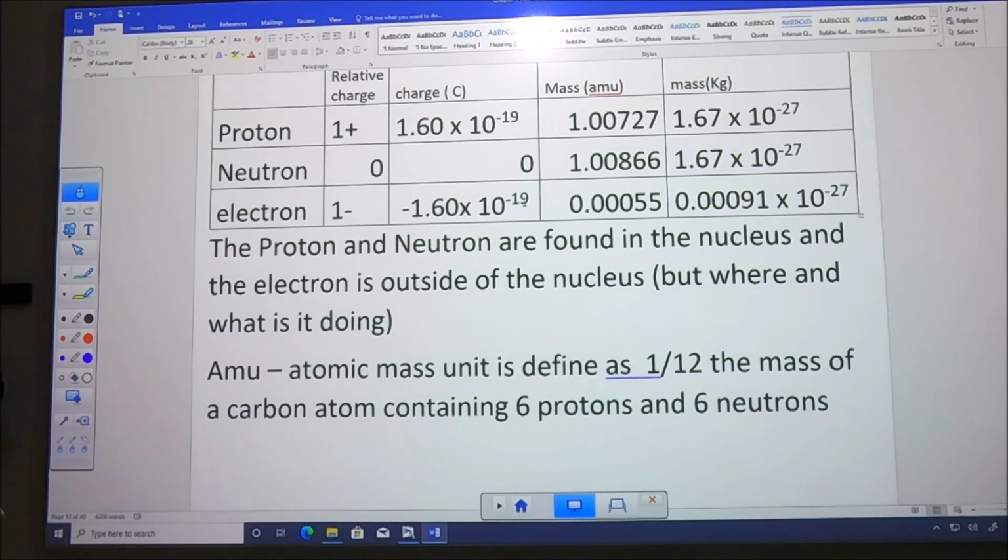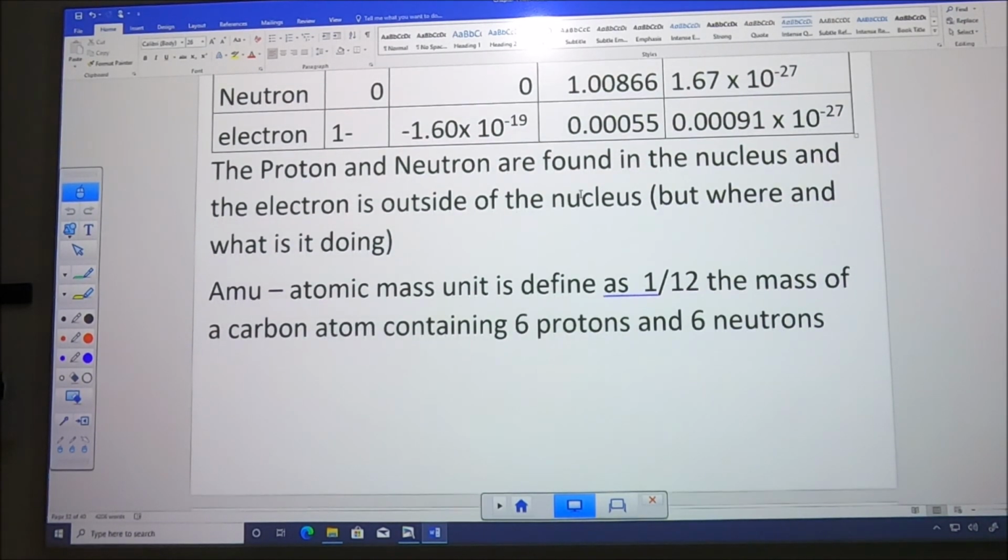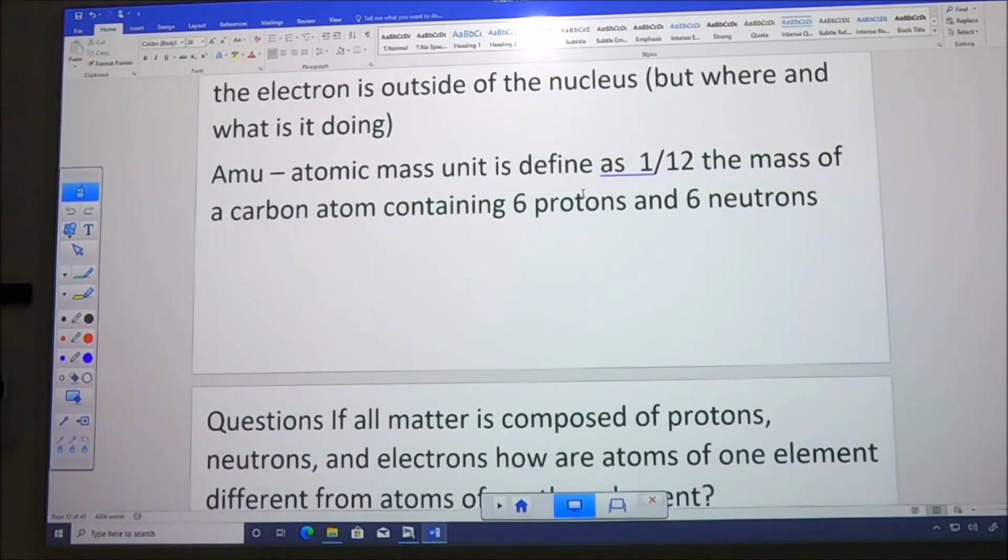The proton and neutron are found in the nucleus of the atom. The electron is somewhere outside the nucleus. But we don't know where, we don't know what it's doing, okay? And notice when I was talking about mass up here, I talked about AMUs. AMU stands for atomic mass unit, and it's defined as 1/12 the mass of a carbon atom containing 6 protons and 6 neutrons. 6 plus 6 is where I kept getting the 12.